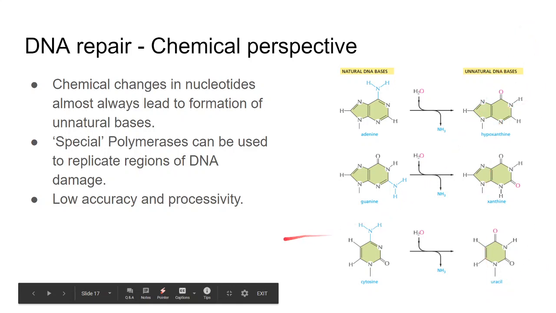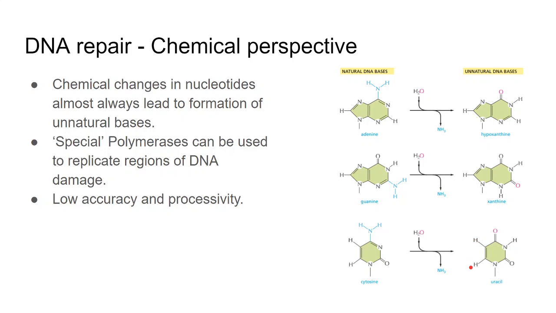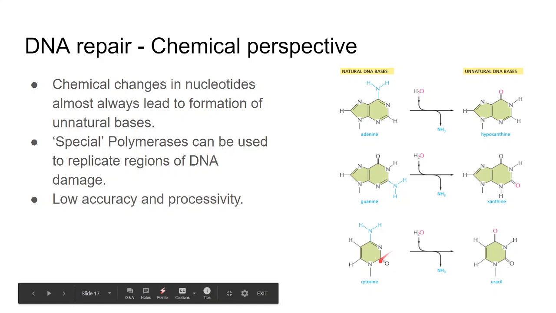If you notice, I haven't talked about thymine because thymine does not have an amine group. So a thymine is basically uracil. Instead of this hydrogen, you have a CH3. So thymine or uracil has no amine groups. There's no amine group to deaminate. So that's why thymine has been left out. But A, G, C, all of these, once deaminated, will lead to unnatural DNA bases.